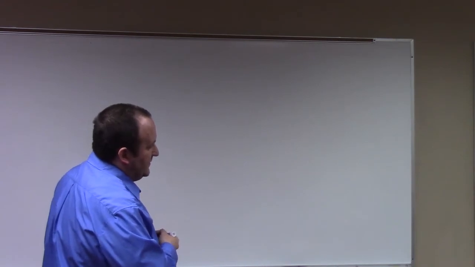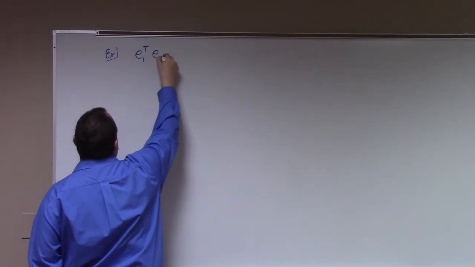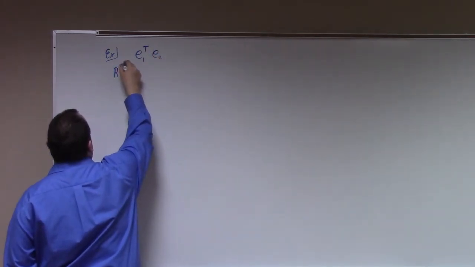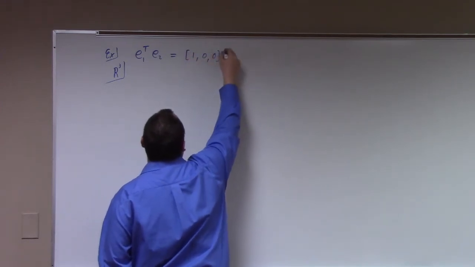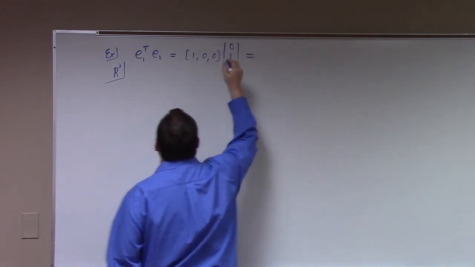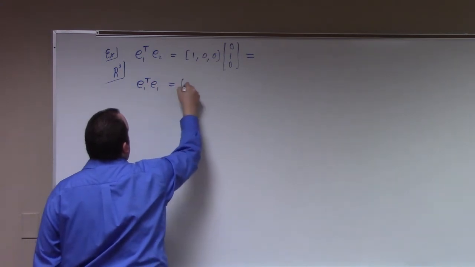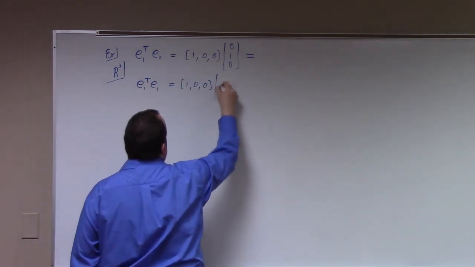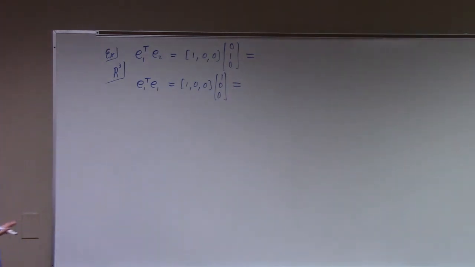So let's just discuss some of these. First of all, if I have e1 transpose times e2, suppose we're in R3. What's this? This is 1, 0, 0 times 0, 1, 0. On the other hand, if you have e1 transpose times e1, you'd have 1, 0, 0 times 1, 0, 0, like that. Right? So you see that the top multiplication is what?